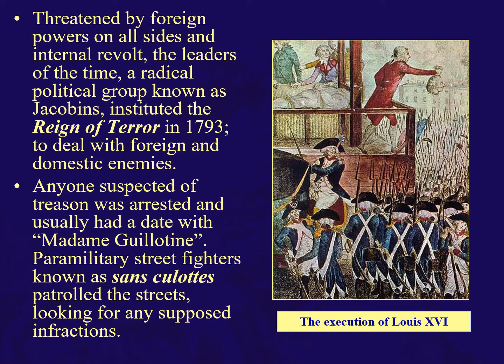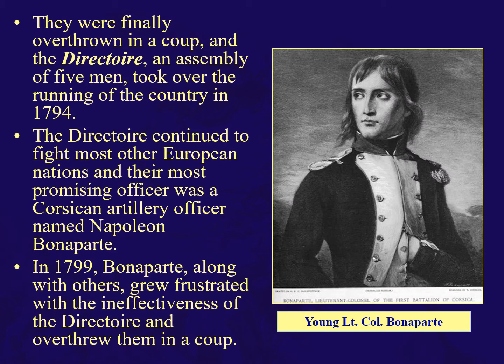At this time, we have radical leaders known as Jacobins instituting the Reign of Terror to deal with enemies, both foreign and domestic. Many suspected of treason were arrested and usually had a date with Madame Guillotine. Street fighters known as sans culottes patrolled the streets looking for any supposed infractions. There was finally a coup. The regents were overthrown in a coup by the Directoire, an assembly of 5 men.